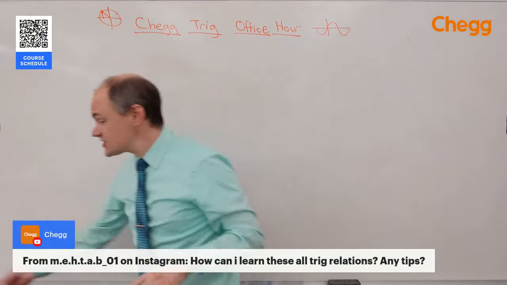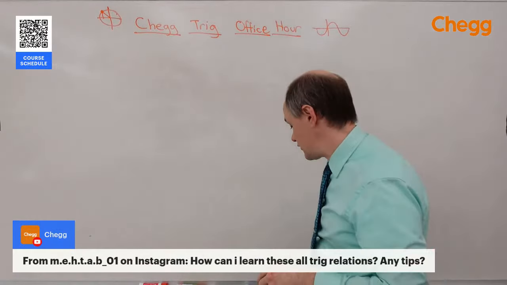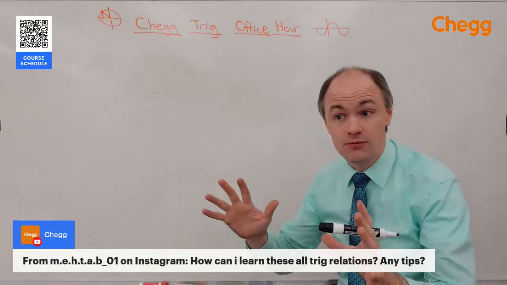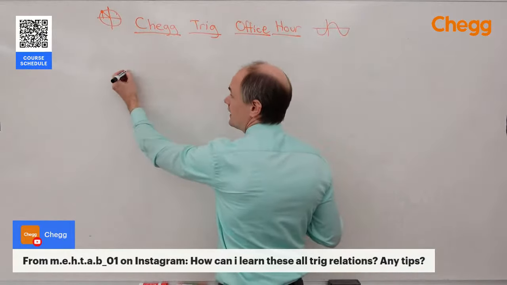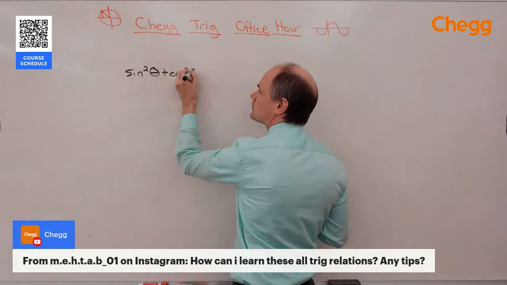The best way to get to know them is first off, start to look at how they're related to each other. So one trig identity you should know. This is the most important trig identity. So take the time to learn that sine squared plus cosine squared.